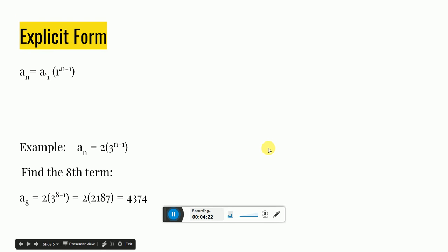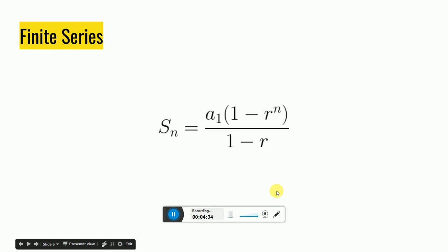All right, now I want to go past just looking at individual terms and talk about series. Actually find the sum of these particular sequences. So let's look at a finite series. And the formula that we have for that is simply going to be S sub n.